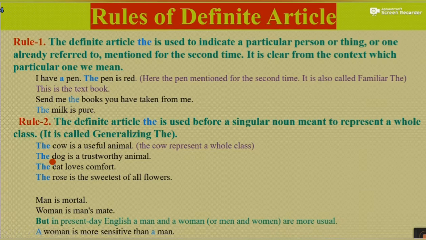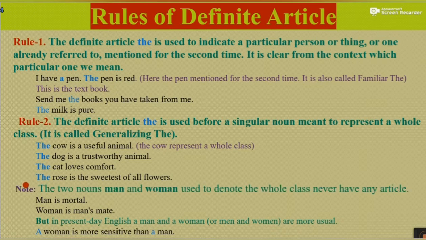The dog represents a whole class. The cat loves comfort. Last line: The rose is the sweetest of all flowers. Here, rose represents a whole class, so the is used. So if the is used for a noun, it represents a whole class.